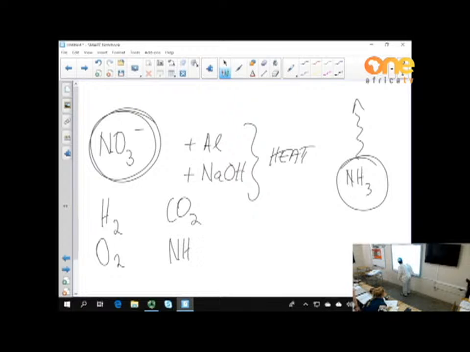Okay. We've just done ammonia. How do I test for ammonia? Damp red litmus will turn blue. Well, this reaction won't give off just any base. It will give off specifically ammonia. All right.